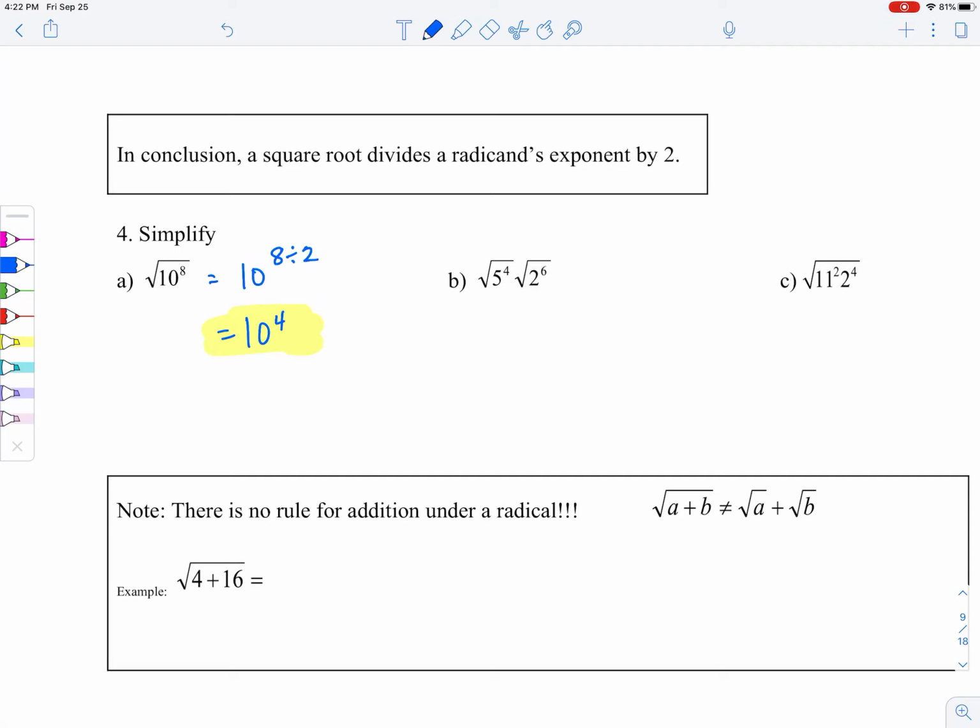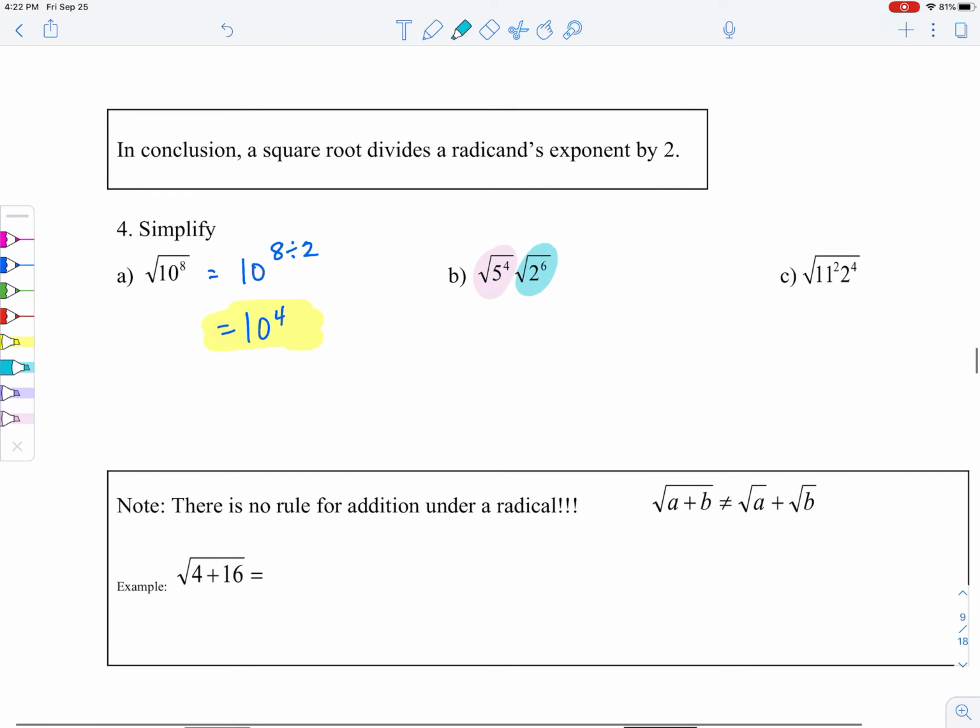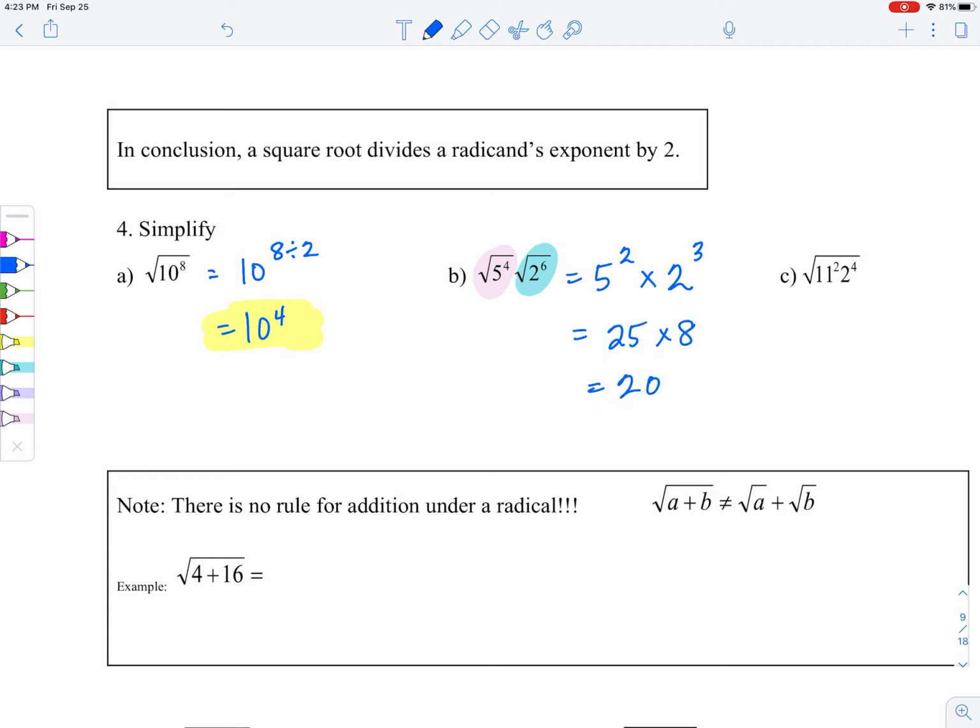B, we're going to have to do 2 separate steps. I'm going to have to take 2 separate square roots. So first of 5 to the 4, then of 2 to the 6, and then we'll see what we can do with them. So the square root of 5 to the 4, base stays the same, 4 gets chopped in half, so it goes to 2, times base stays the same, 6 gets chopped in half, so it turns into a 3. That would give us 25 times 8, which is the same as 200.